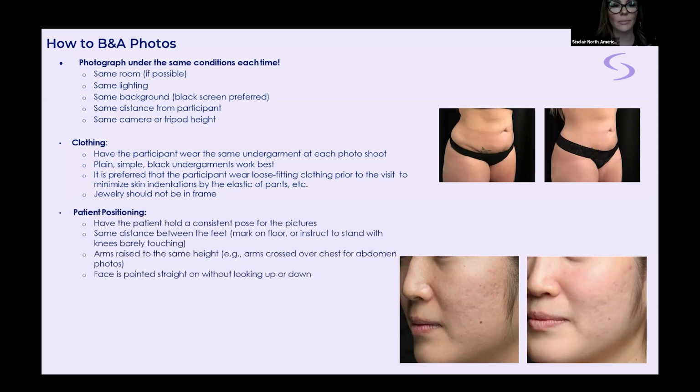Okay, patient positioning. Have the patient hold a consistent pose for the pictures. A really nice way of doing this is... there's a couple of issues when you're doing body photos. One, we are typically putting a female, it could be a male too, but I'm going to use a female as an example, in a not so comfortable position, right? We're taking photos of their most insecure area.